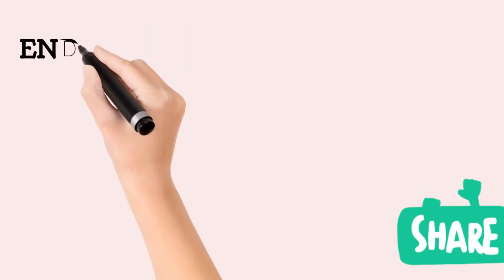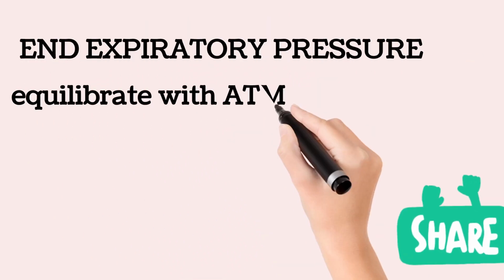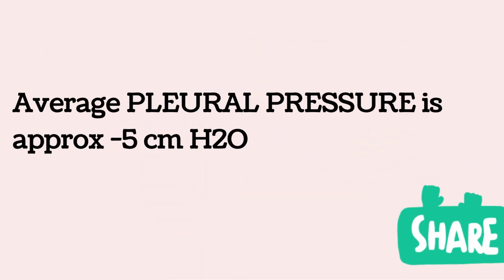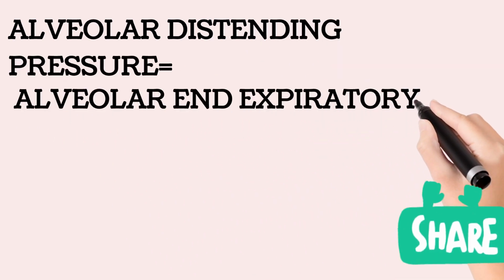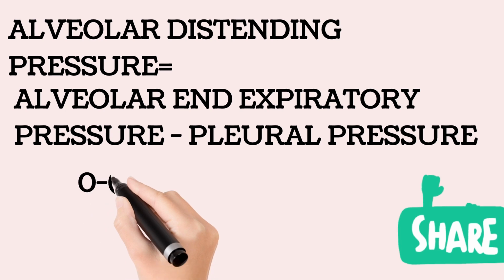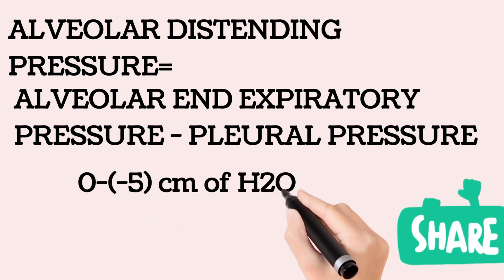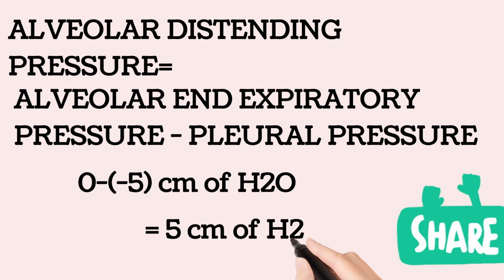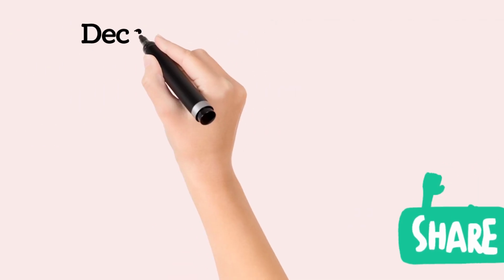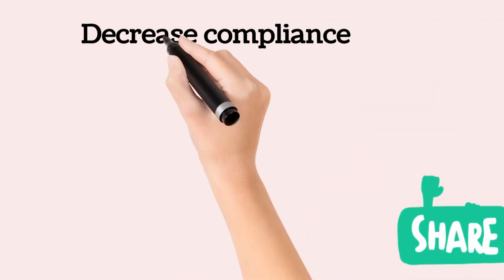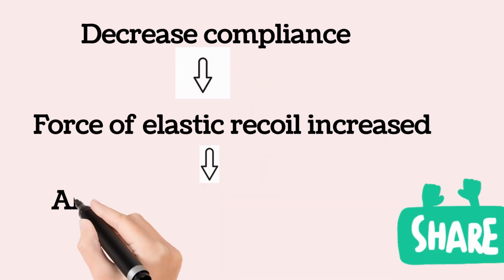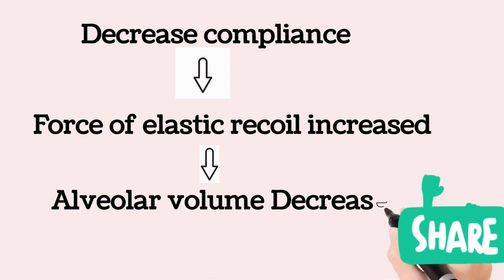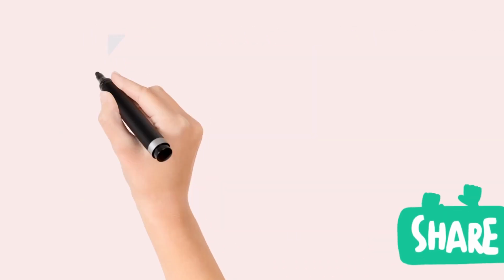Normally, the alveolar end expiratory pressure equilibrates with the atmospheric pressure, that is 0, and average pleural pressure is approximately minus 5 cm of H2O. Under these conditions, the alveolar distending pressure is 5 cm of H2O. This is alveolar pressure minus the pleural pressure. If the force of elastic recoil is increased due to a decrease in compliance, the alveolar volume will decrease. If lung compliance continues to deteriorate, it results in alveolar collapse and intrapulmonary shunt.